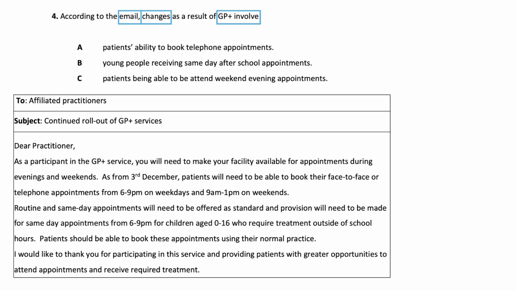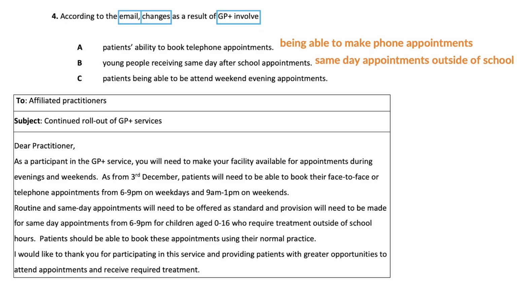Now we're going to go to the answer options and check that we understand the differences between them. So option A is asking about being able to make phone appointments. Option B is asking about same-day appointments outside of school. And option C is talking about the ability to book late appointments at the weekend. And you can see how summarizing or paraphrasing them in my own words prepares me to see them paraphrased in the text. So this is a great exercise. Now we'll go to the text and read for the answer.